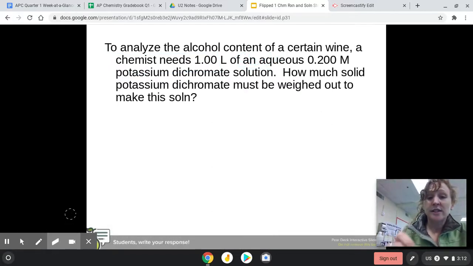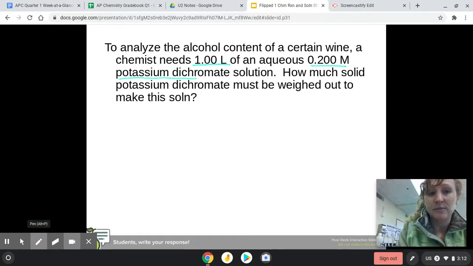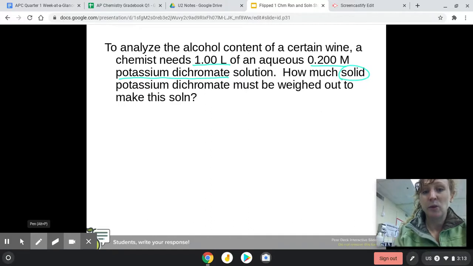Okay, so here's a good example. If a chemist wants to analyze alcohol content of a certain wine, a chemist needs 1 liter of a 0.2 molar potassium dichromate solution. How much solid potassium dichromate must be weighed out to make this solution? So if you're weighing it out, you're going to weigh it out in grams. Okay, so let's look at the mole hole here.